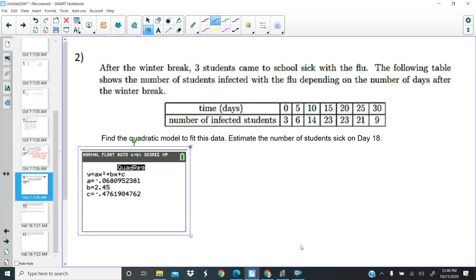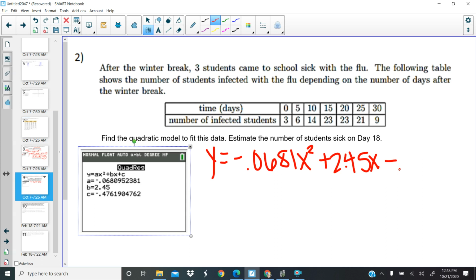Okay, so we're going to write it out the same way we did the last one. So we have y equals negative 0.0681x squared plus 2.45x, and then minus 0.4762. And that would be my regression model or regression equation that matches this data. And then I want to estimate the number of students sick on day 18. So that just means that x equals 18.